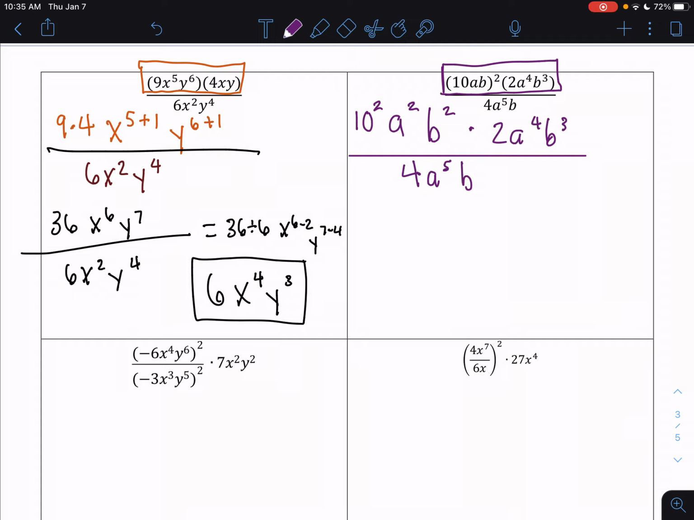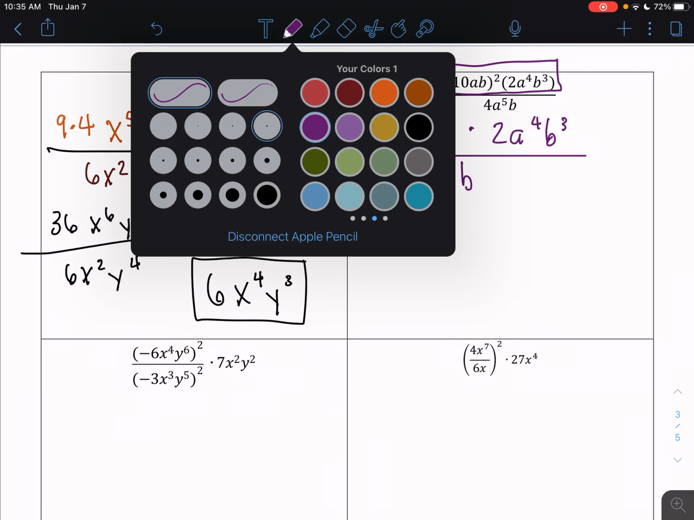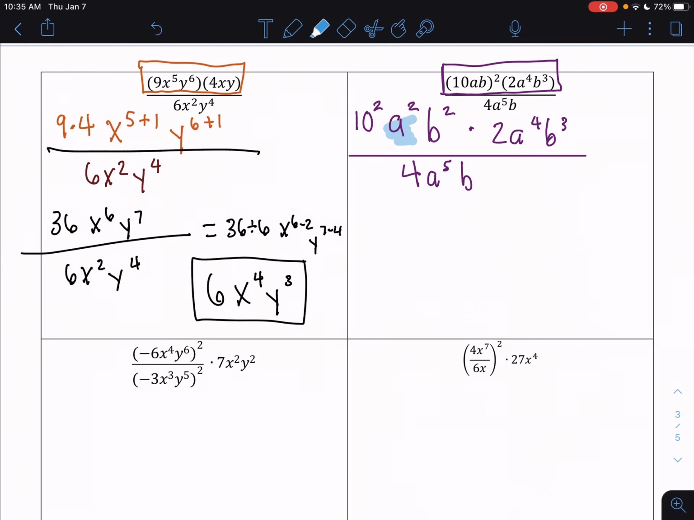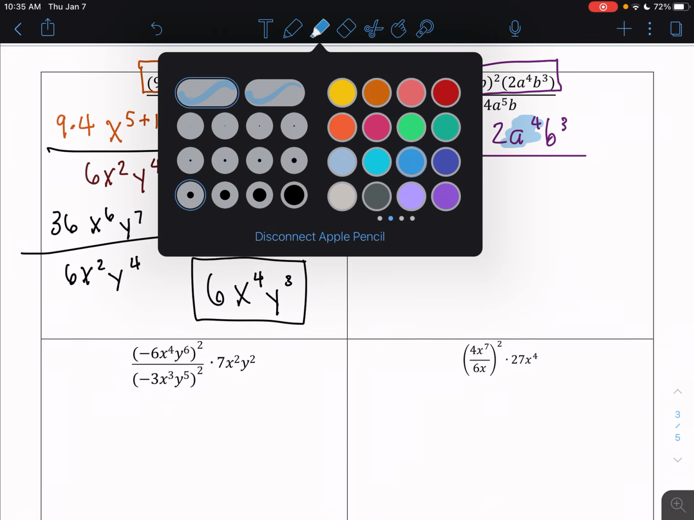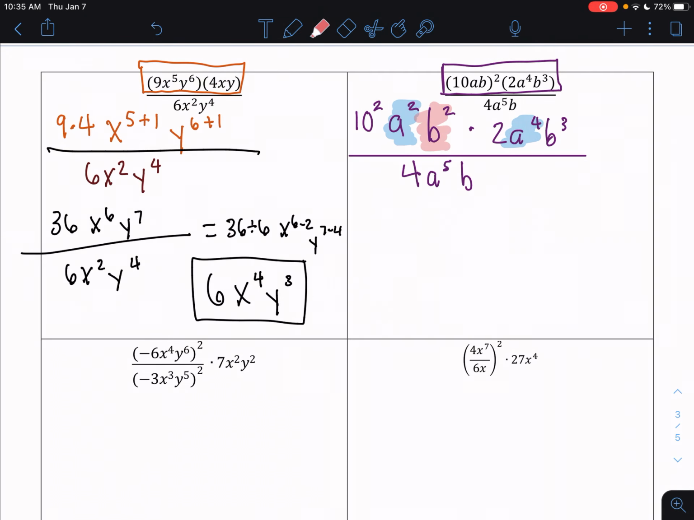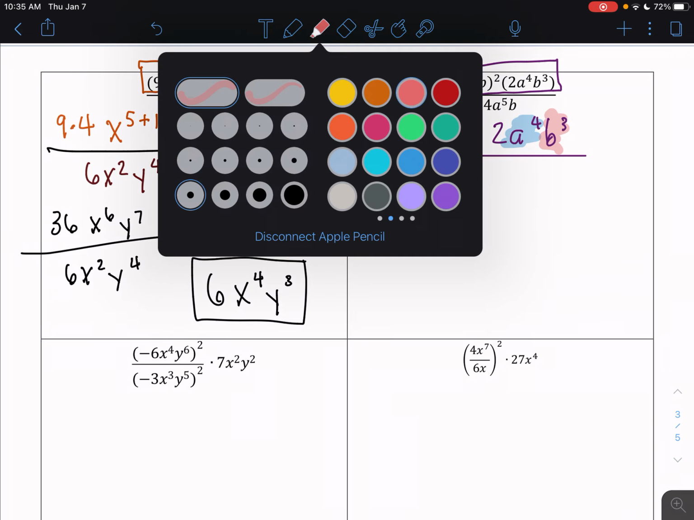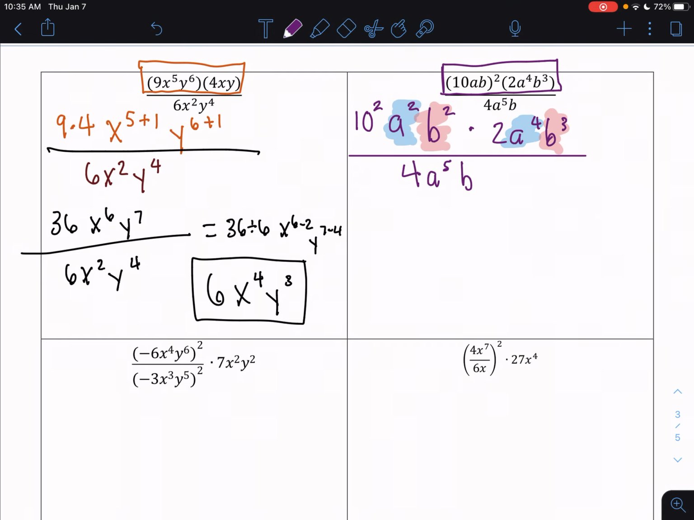All right, now we can do some combining here, right? If you look back at your notes here, we have the product rule here, right? We need to add those exponents, or we can. So for example, we have these a's, right? And then we have the b's that we can combine. And then of course we're going to multiply our coefficients. So we would have 10 squared, right, which is 100, times 2, and those are our coefficients.